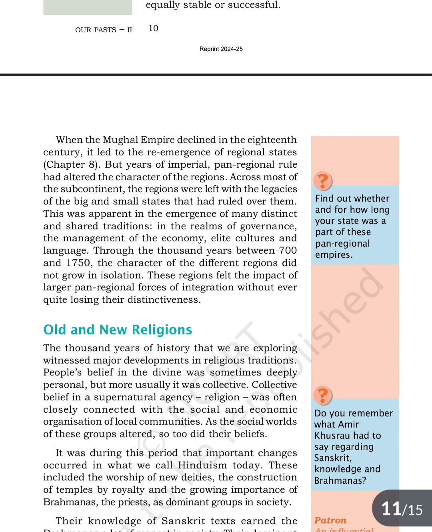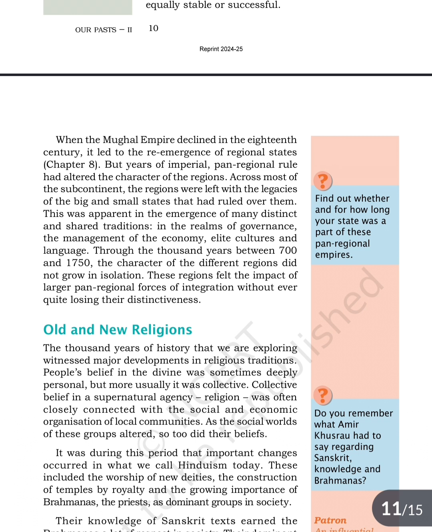Across most of the subcontinent, the regions were left with the legacies of the big and small states that had ruled over them. This was apparent in the emergence of many distinct and shared traditions in the realms of governance, the management of the economy, allied cultures, and language. Through the thousand years between 700 and 1750, the character of the different regions did not grow in isolation. These regions felt the impact of larger pan-regional forces of integration without ever quite losing their distinctiveness.